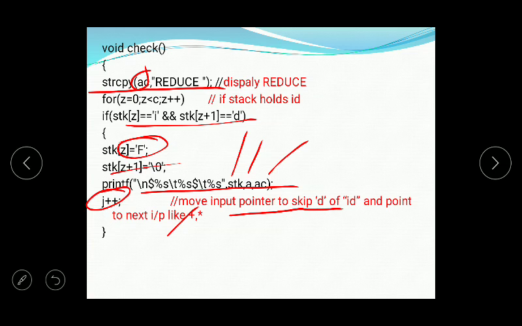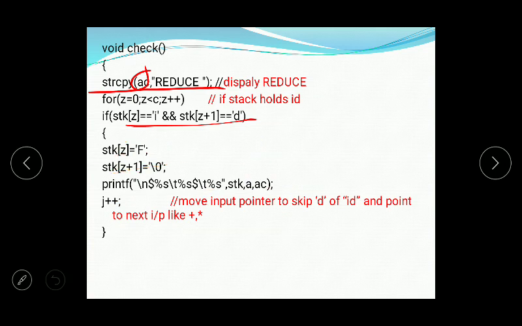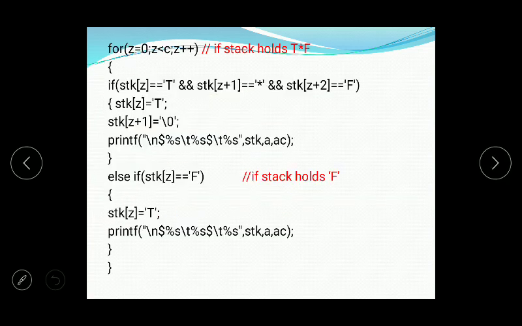In ID we have two symbols, so actually the input pointer points to that next D. We have to skip that D of ID and point to the next symbol. Therefore, J++ is needed. Then what next? This is for ID. I mean ID is reduced to F now. Next, that F has to be reduced to T. See here, if the stack holds F, that has to be reduced to T. In between, we also check if the stack holds T star F. If the stack contains T star F, then that T star F must be reduced to T. Then print stack, input and AC array.